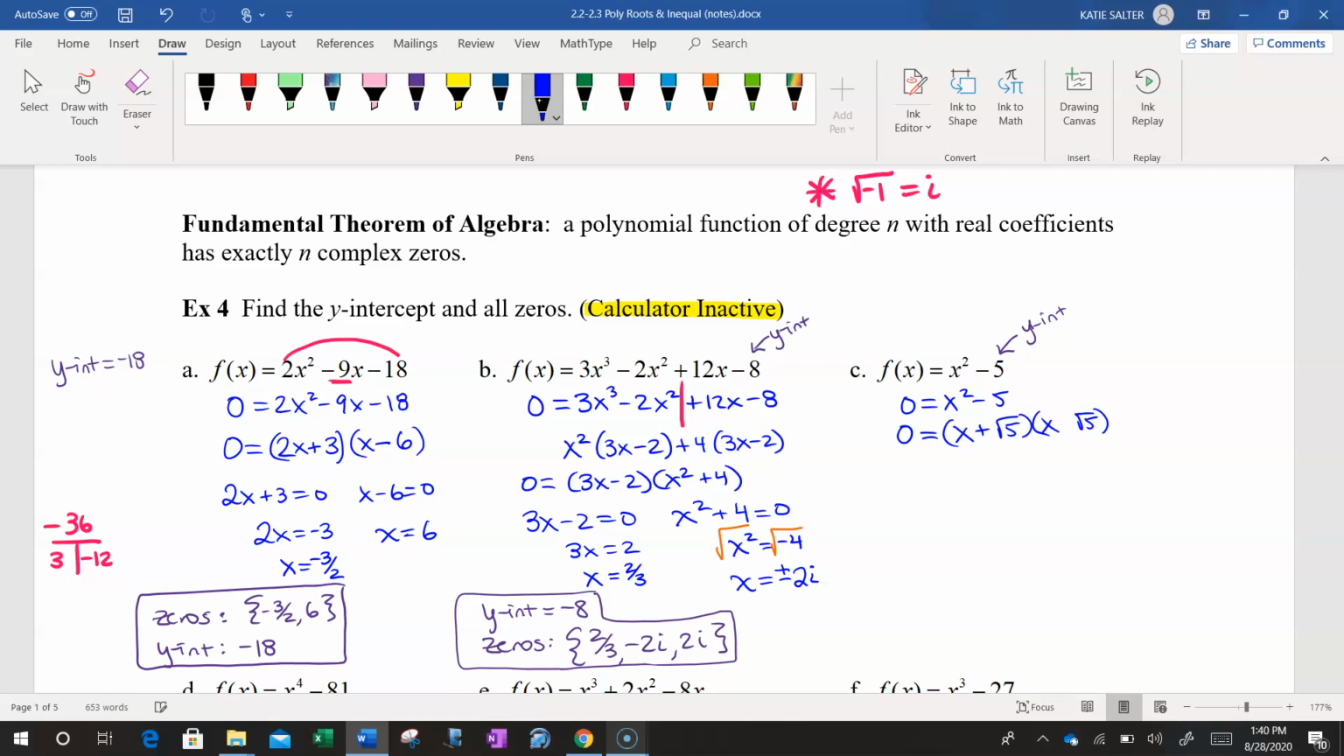And then I make 1 positive, 1 negative. And if we can get it in that factored form, most of us can just know that, okay, well then when I set the first one equal to 0, I'm going to get negative square root of 5. And when I set the second one equal to 0, I'm going to get positive square root of 5.